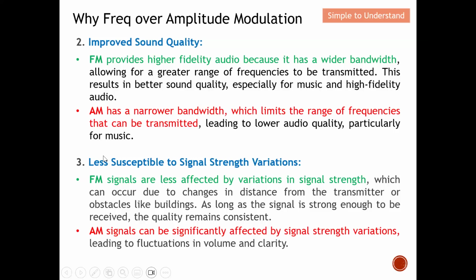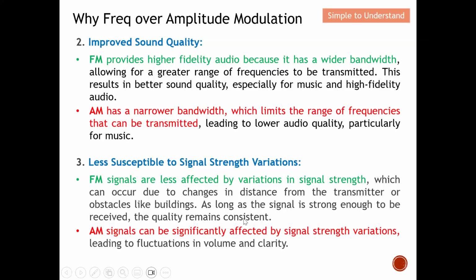So the third point: less susceptible to signal strength variation, which means that the signal strength change from top to bottom has lesser changes for FM. FM signals are less affected by variation in signal strength, which means that the top and the bottom are much less variable as compared to amplitude modulation. Such variation can occur due to change in distance from the transmitter or obstacles like buildings. Therefore, as long as the signal is strong enough to be received, the quality remains consistent.